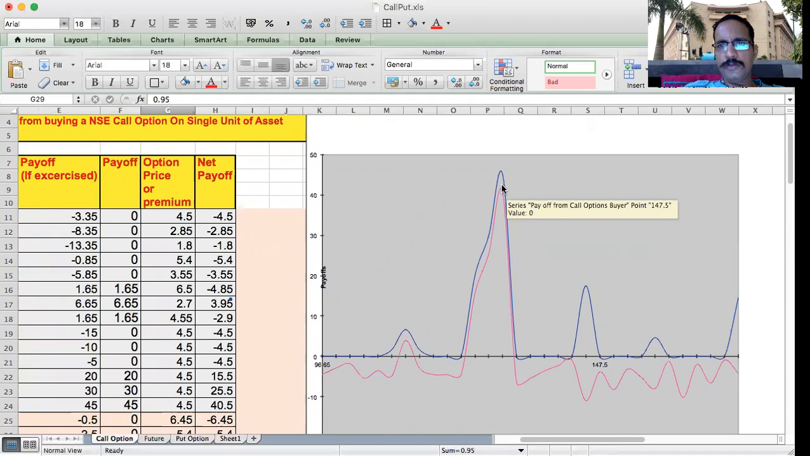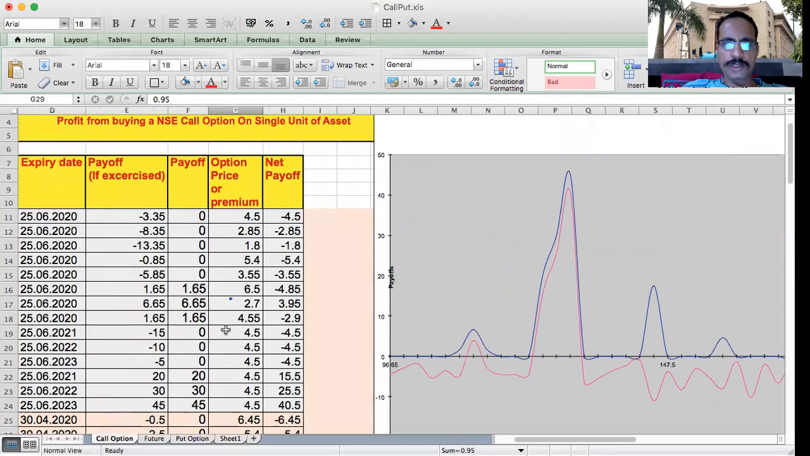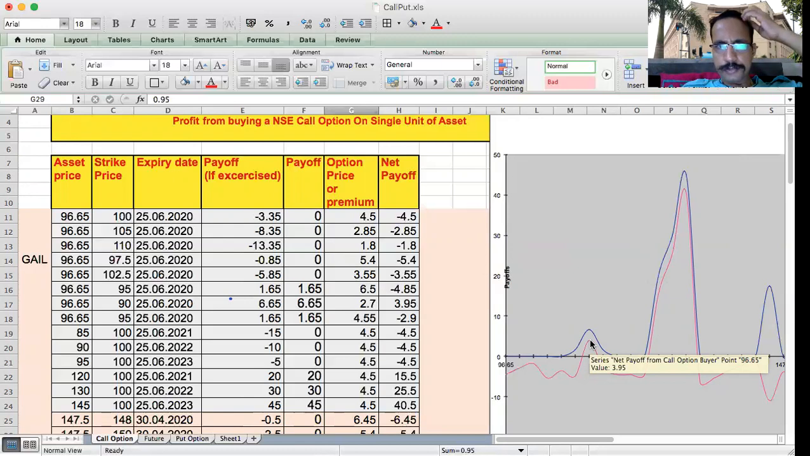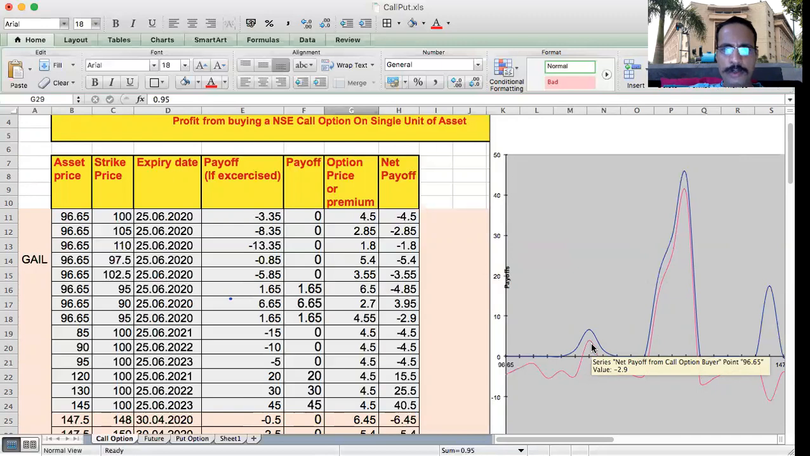So your net payoff peaks for 145. So this 145 is here. We are talking about this only. So the net payoff, as you can see from here, if the share price is 85, then you have negative 4.5, right?